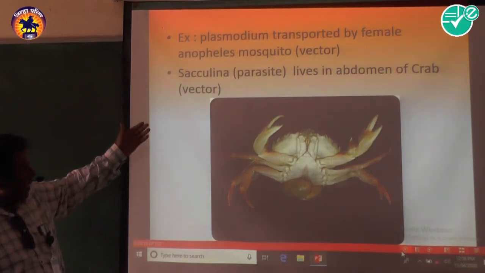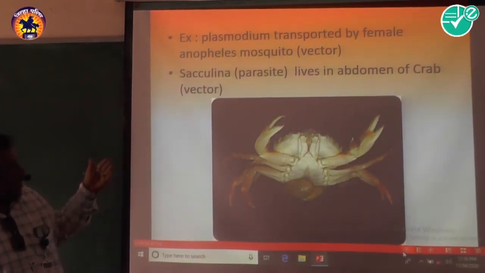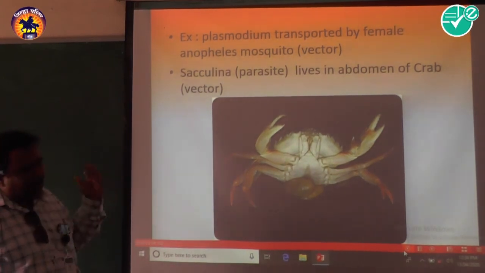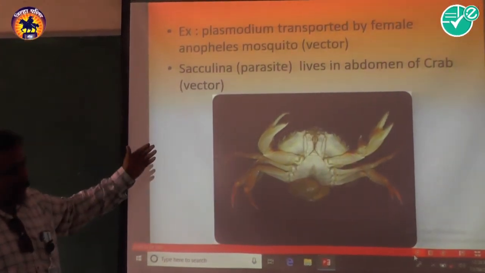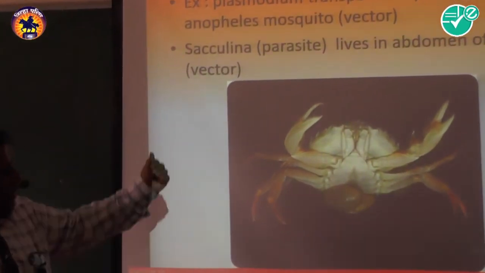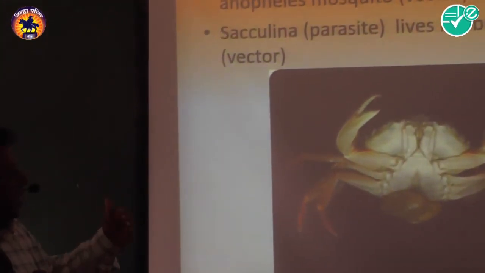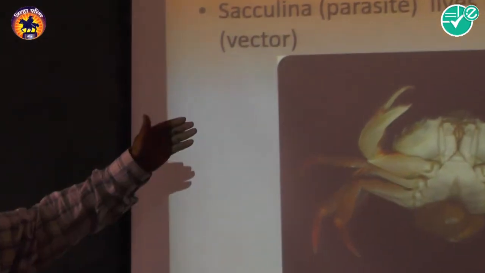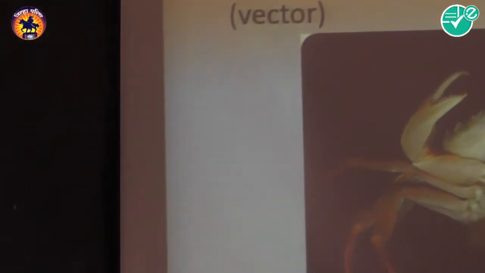Then Sacculina is a parasite that lives in the abdomen of the crab, and the crab is a vector. यानी कि ये इसको क्या करेगा, ये पहुंचाने का काम करेगा या ले जाने का काम करेगा, इसलिए इन एनिमल्स को वेक्टर कहा जाता है.